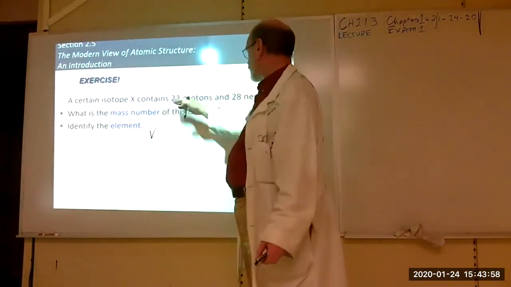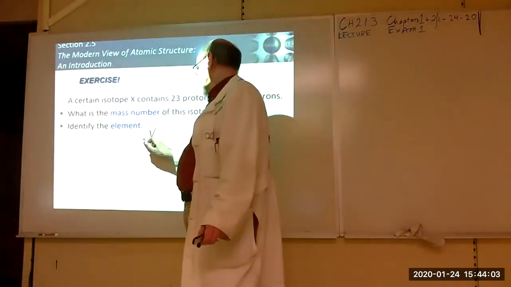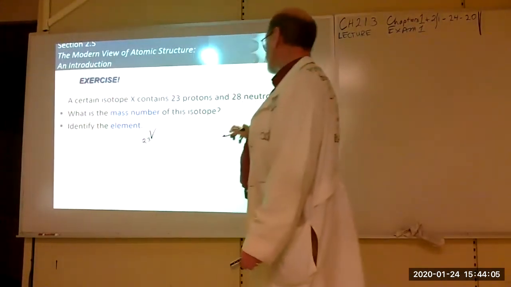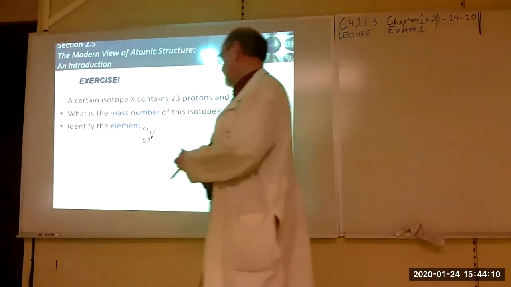And if it has 23 protons and 28 neutrons, what's the mass number? So 23 would be here, and the mass number is 51, right? Let's add those two together.